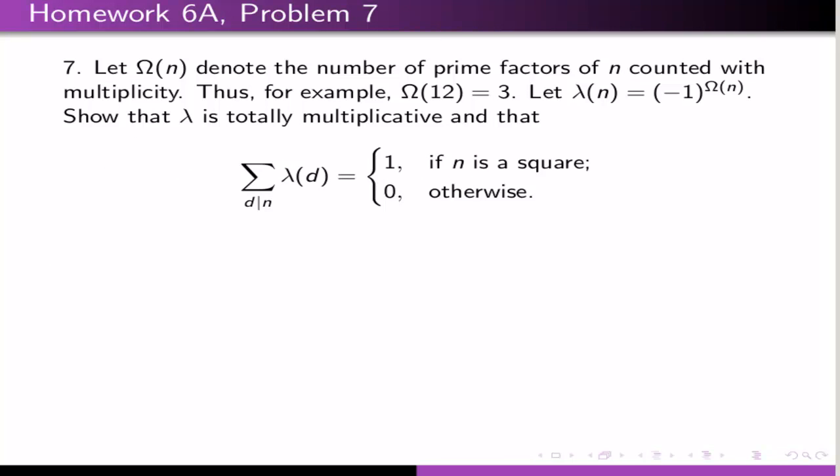Okay, number 7, capital omega is the number of prime factors of n counted with multiplicity. So 12 is 2 times 2 times 3, so capital omega would be 3. Lambda is (-1) to the capital omega power, and we want to first show that lambda is totally multiplicative, and then show that this sum is +1 when n is a square and 0 otherwise. So we're coming up with a characteristic function for the set of squares.